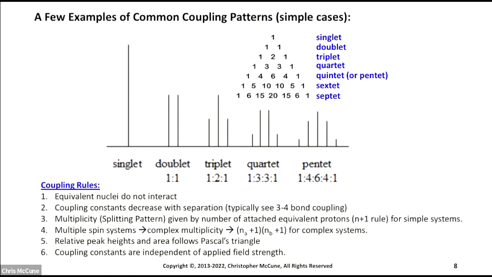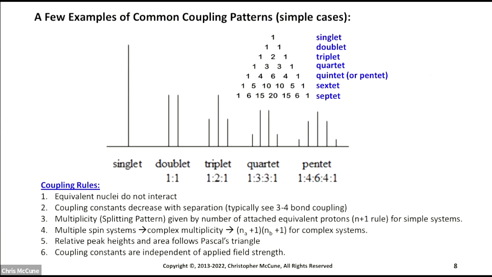All right, so once again, basically I've said all this, but let's just go over coupling rules. Equivalent nuclei do not interact. Coupling constants, we will talk just in brief here, in passing. Coupling constants decrease with separation. So typically as you get to 3 to 4 bonds away from something, you're not really going to see the coupling constants for those because they're so small.